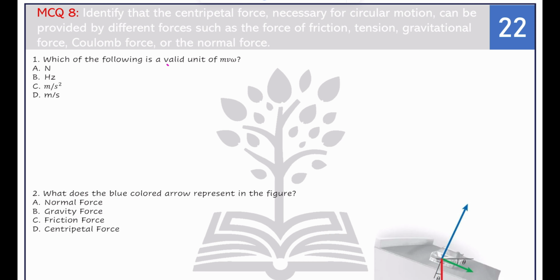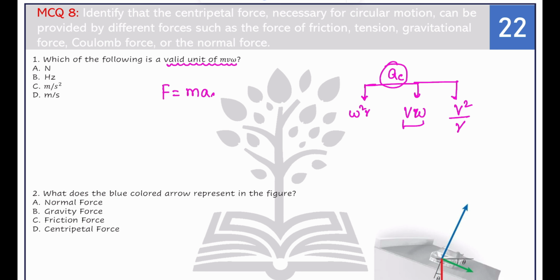Now I have the second part of the question. Which of the following is a valid unit of m v omega? Okay, v and omega. We know what ac is. I told you three formulas. First is omega square r, second is v omega, and third is v square divided by r. So this v omega is the acceleration. Can I say this will become force, m ac? Yes or no? And what is the unit of force? Newton. That is your answer number A.